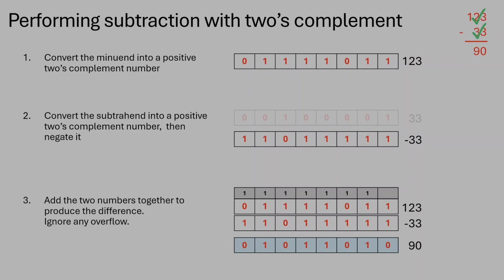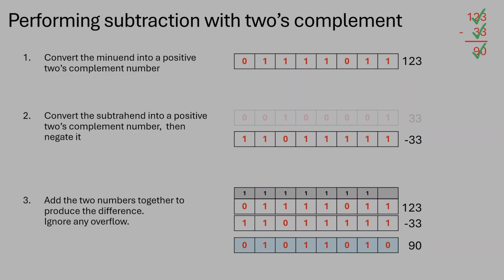This is 90. So the steps are convert the top half, convert the bottom half, positive representation, negate it, so flip all the bits to the left of the least significant one, and then do an addition, discarding any overflows from the most significant bit onwards.